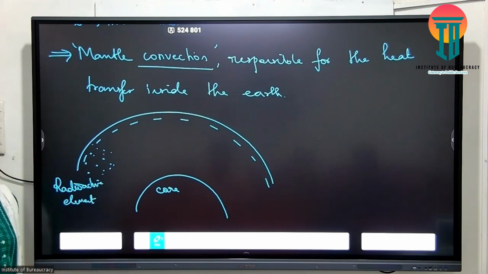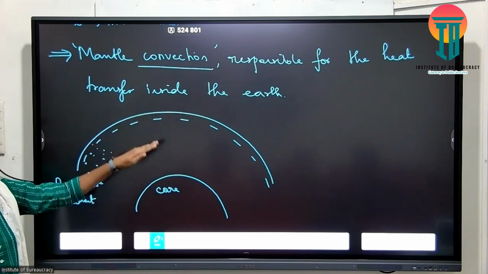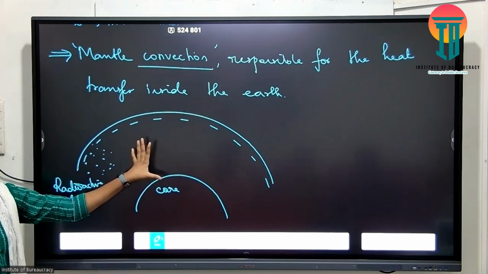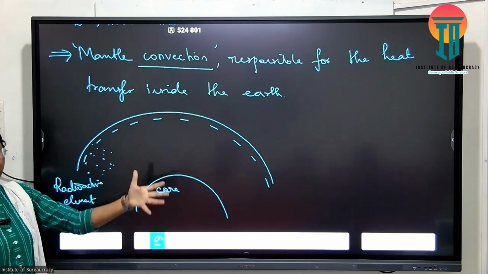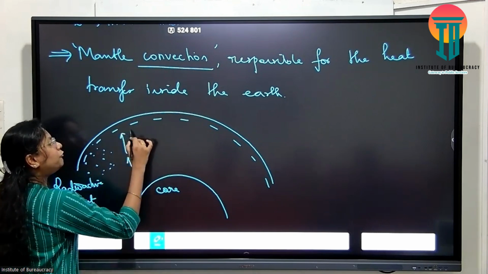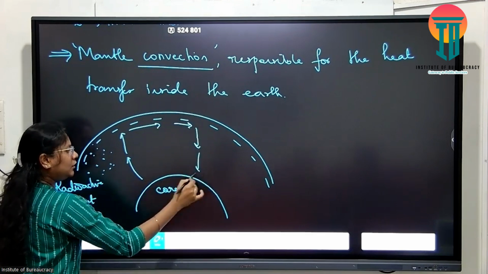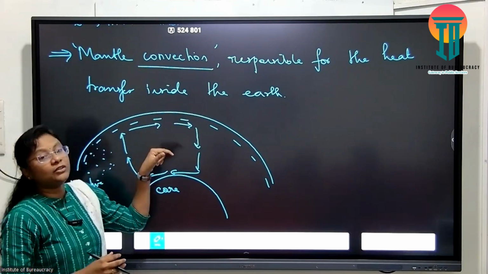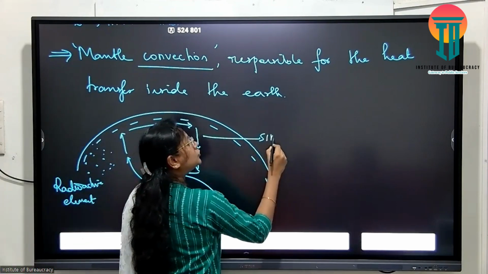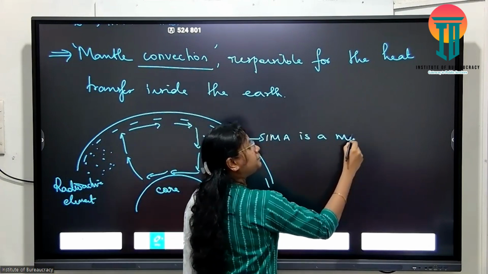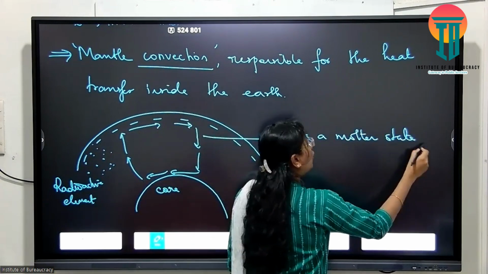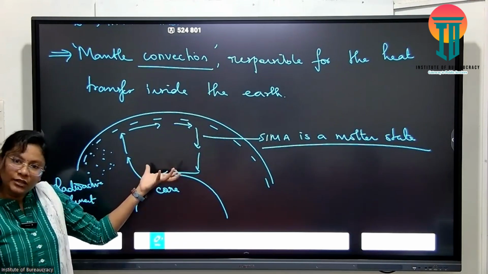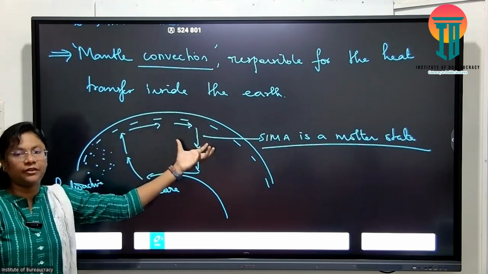So according to Arthur Holmes, he believed that the heat transfer from the core to the earth's crust is through the mantle in the middle. So convection is happening in the mantle. There is a movement of material. Convection is the physical movement of material. Why? Because he believed that the sima layer is in a molten state. In which state did Arthur Holmes believe the mantle is? He believed it is in a molten state. That is why convective currents are possible.